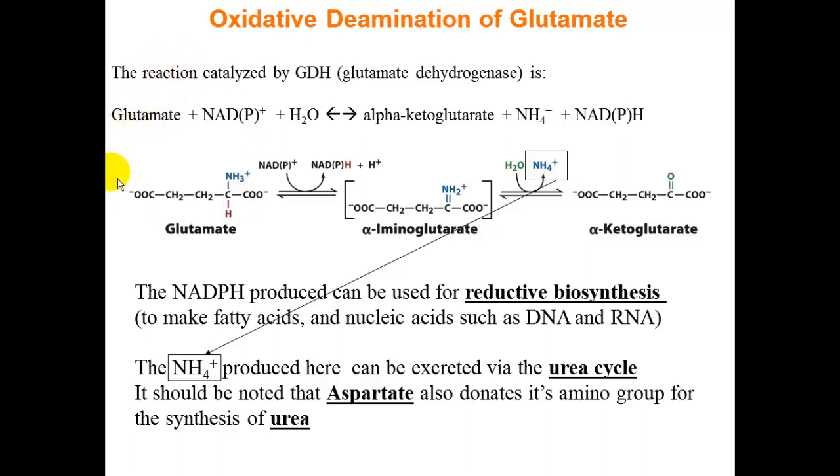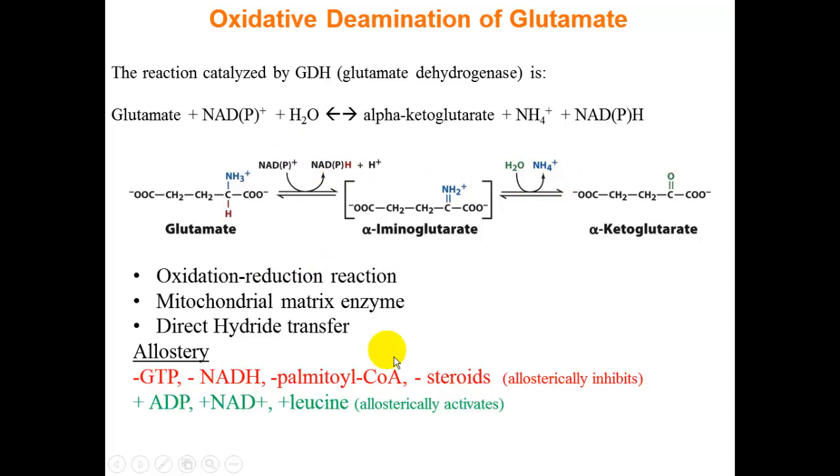What has essentially happened is that this amino acid glutamate has had its amino group stripped, and you get the ammonium ion. And NADPH is produced also. This enzyme is highly regulated. It is found in the mitochondrial matrix, so that is no irony there because the urea cycle enzymes are also found in the mitochondrial matrix, at least 2 of the 5.